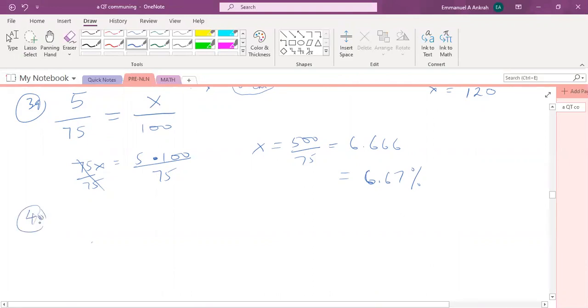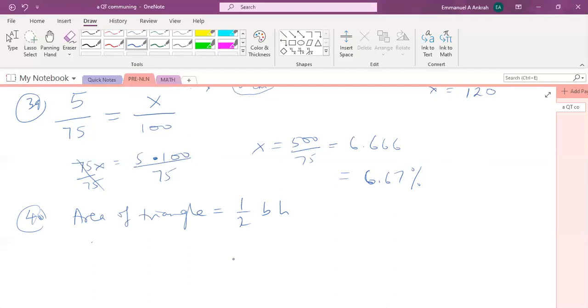And then number 40, it says, what's the area of a triangle having a base of 10 centimeters and a height of 5 centimeters? So the area of a triangle, remember, is one half base times height, half BH. You've been given the base and you're given the height. So substitute: one half times the base, which is 10, times the height, which is 5.